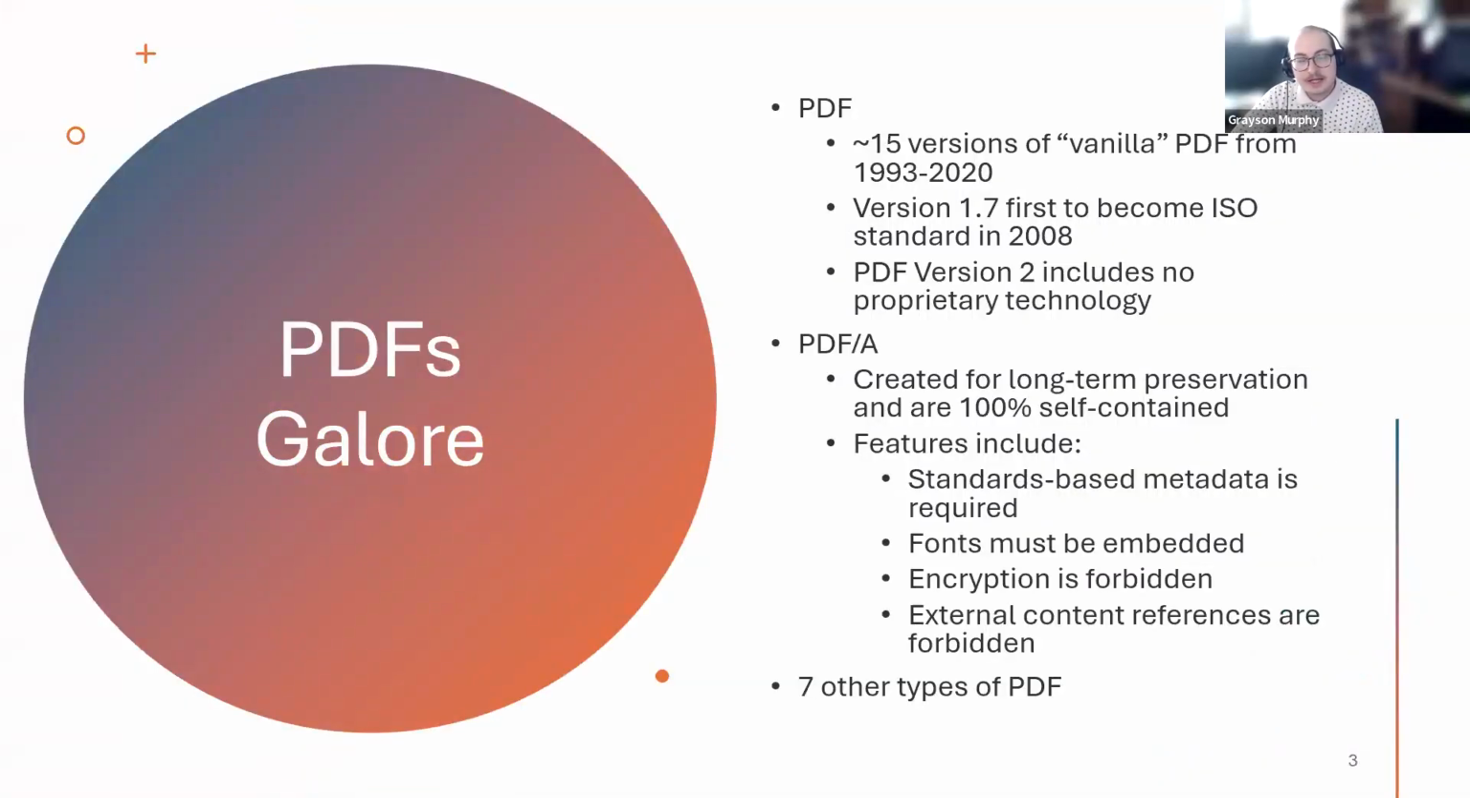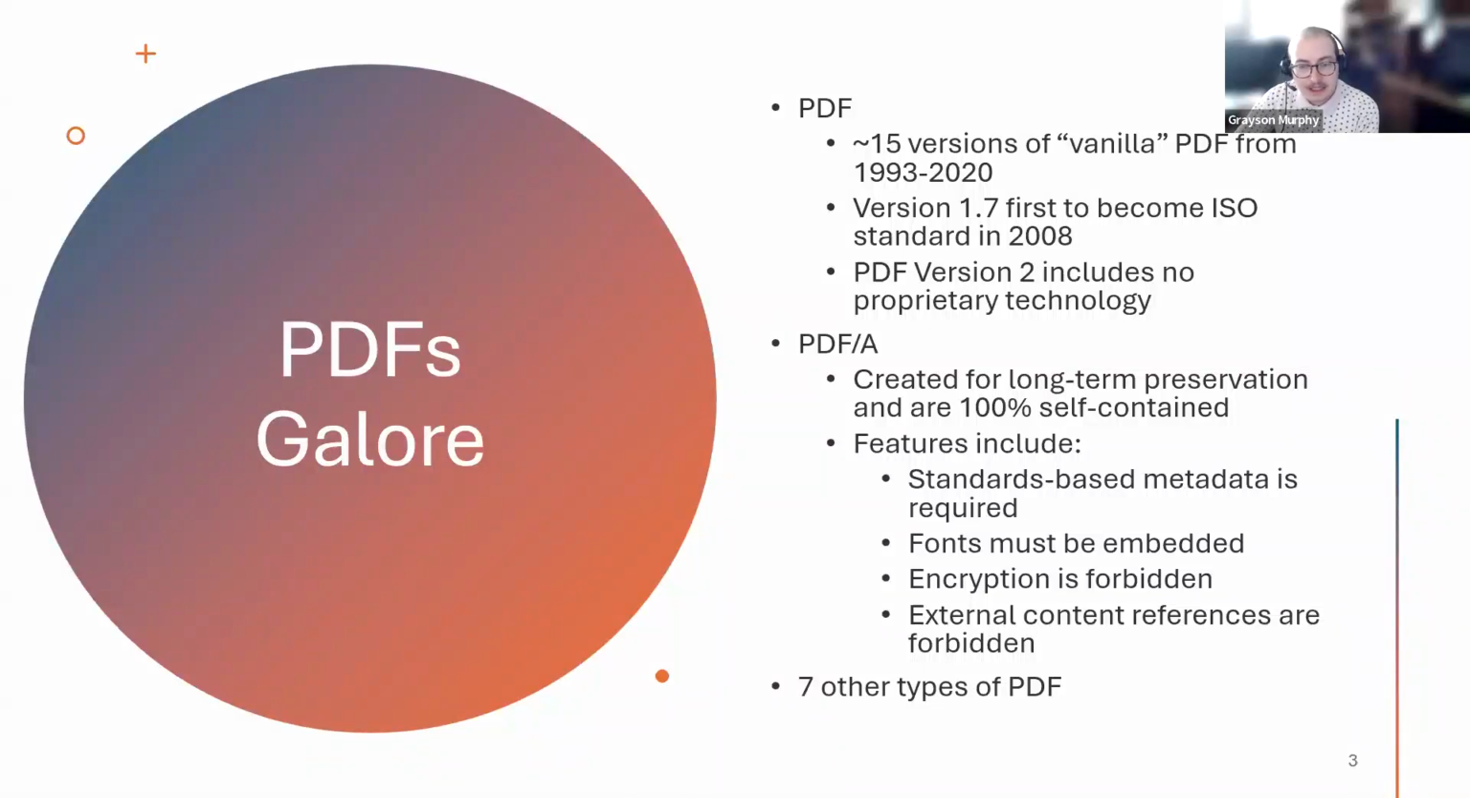So I do want to quickly point out the breadth of PDF versions and types there are. There are over 15 versions of what I'm calling vanilla PDF, dating back to 1993. Version 1.7 became the first ISO standard version in 2008, and that was followed by version 2 in 2017, which is the first vanilla version that eliminated all proprietary technologies.